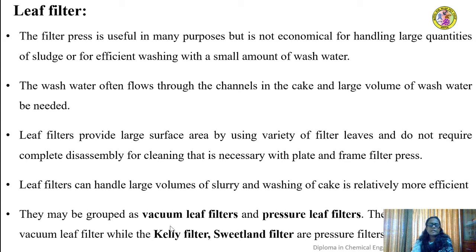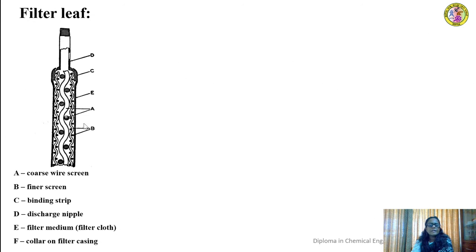This is how we can classify the leaf filters. There are vacuum leaf filters as well as pressure leaf filters. The Moore leaf filter is a vacuum leaf filter, whereas the Kelly leaf filter and the Sweetland filter are pressure filters. Before we go to a specific type of leaf filter, let us first understand its general working principle by considering the structure of a single filter leaf.